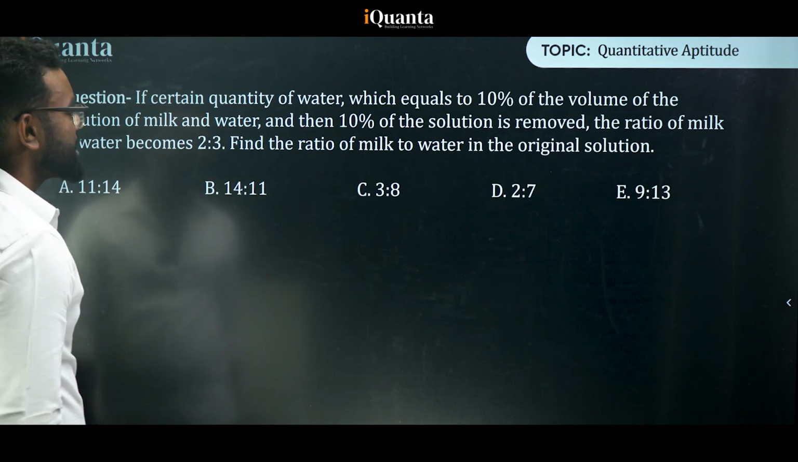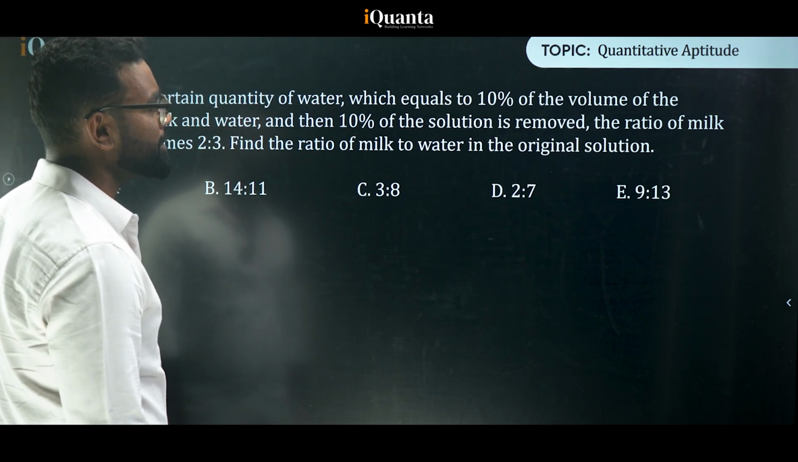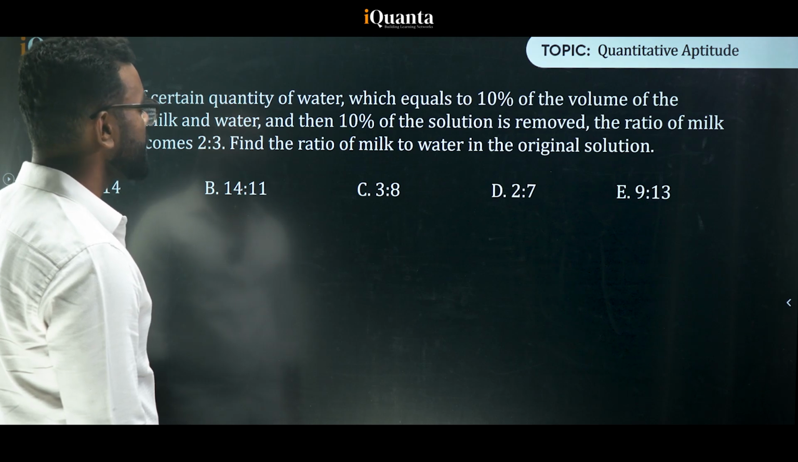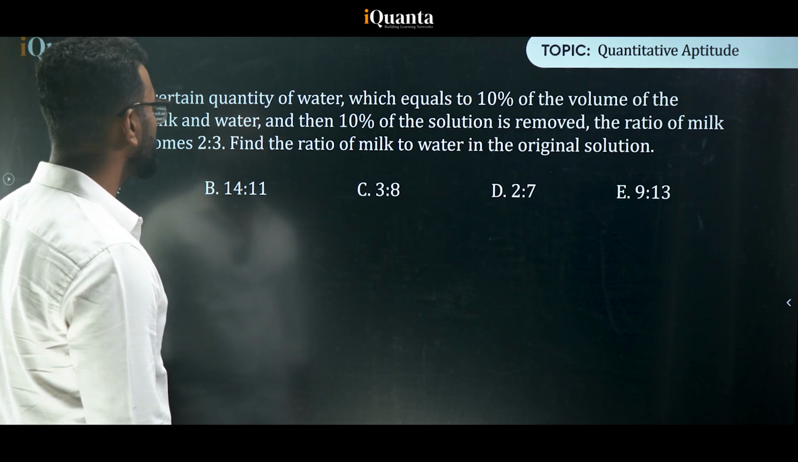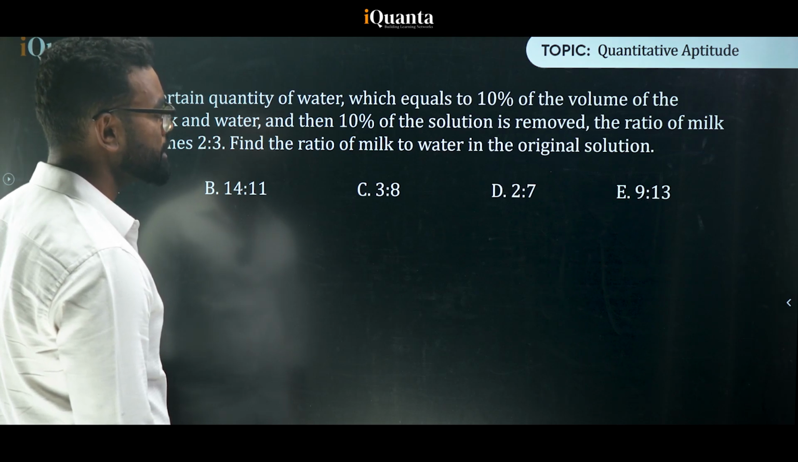Next is: a certain quantity of water equal to 10% of the volume of the solution of milk and water is added, and then 10% of the solution is removed. The ratio of milk to water becomes 2:3. Find the ratio of milk to water in the original solution.